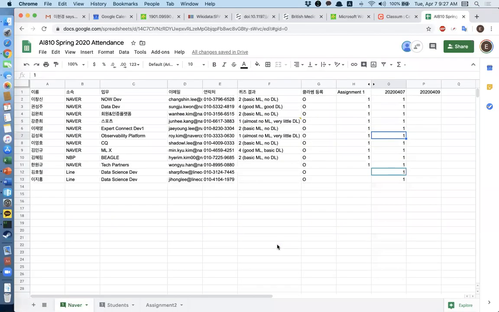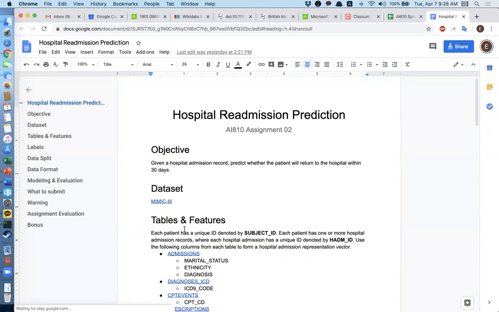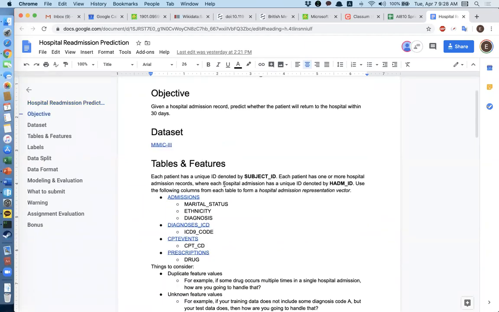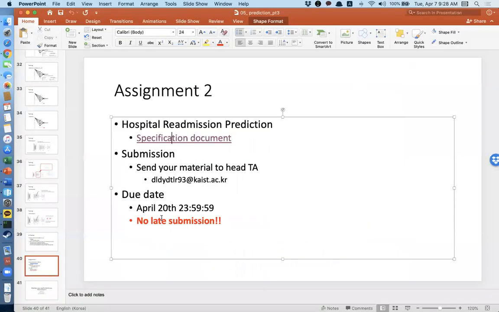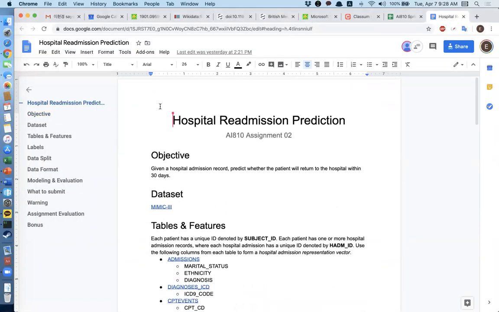Everybody can access this document, because when you download your slide from the classroom, you can just click the hyperlink in order to open that. So the objective, we're just going to try to practice what we've covered during the class, which is hospital readmission prediction.